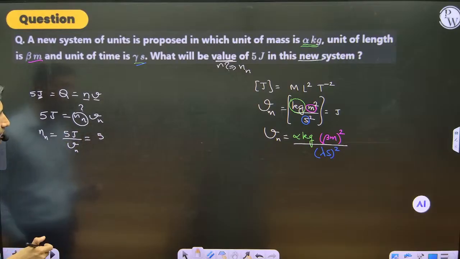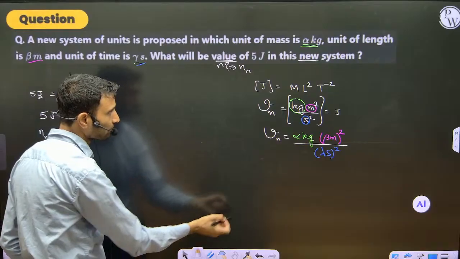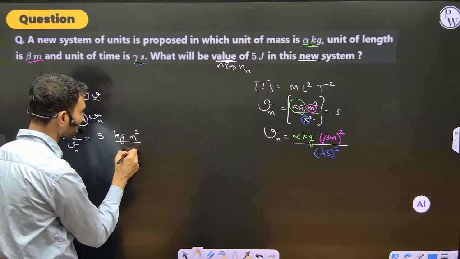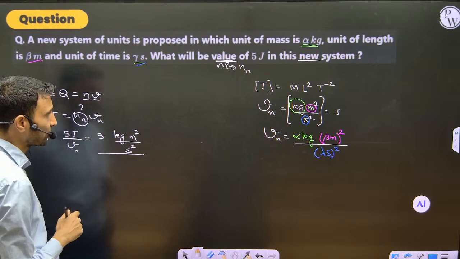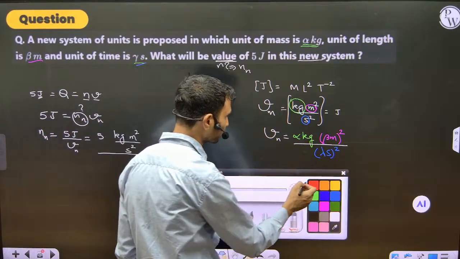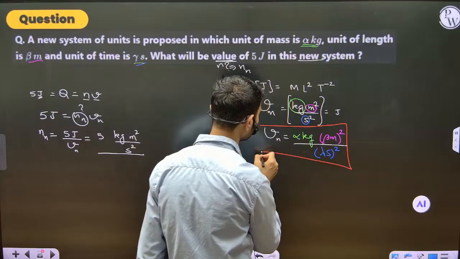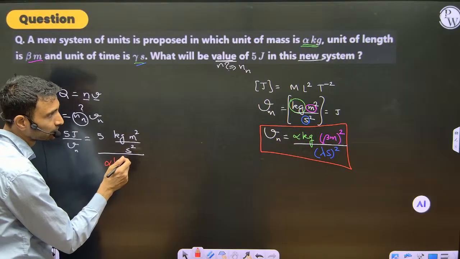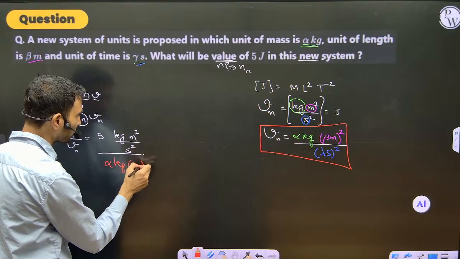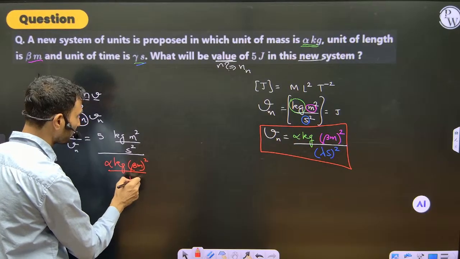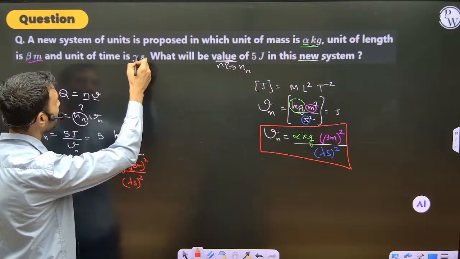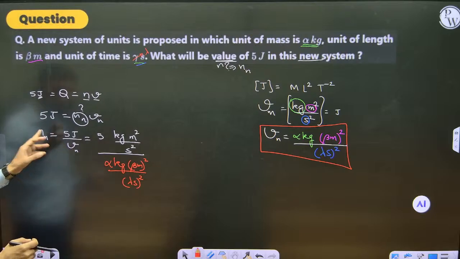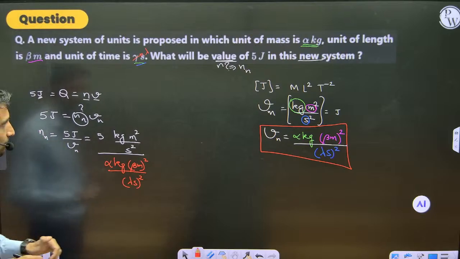5 joule. What is joule? Joule is kg meter square divided by second square, whole divided by Un. What is Un? Let's put the value of Un, which is alpha kg into beta meter whole square divided by lambda second whole square. I write this as lambda, even though it is gamma, right? So if I simplify all this, I should get the value of N. Let's do that.